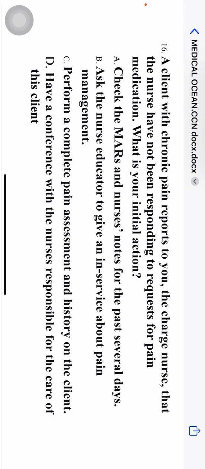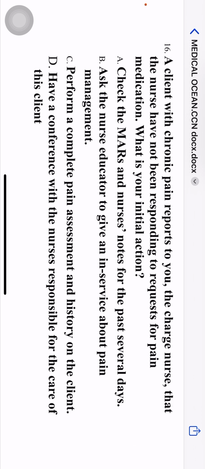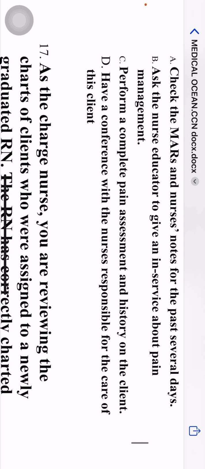16. A client with chronic pain reports to you, the charge nurse, that the nurse has not responded to requests for pain medication. What is your initial action? Check the MAR, the medication administration sheet, and nursing notes for the past several days; ask the nurse educator to give an in-service about pain management; perform a complete pain assessment and history on the client; or have a conference with the nurse responsible for the care of this client. Option D is the correct option.